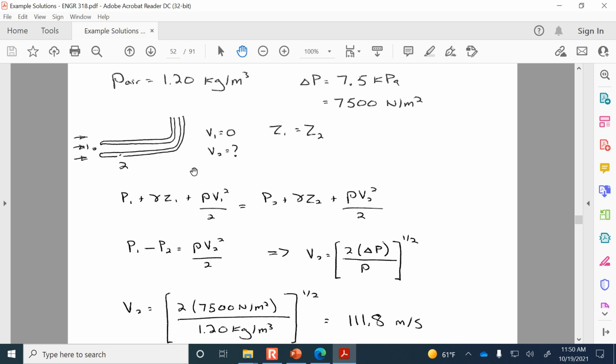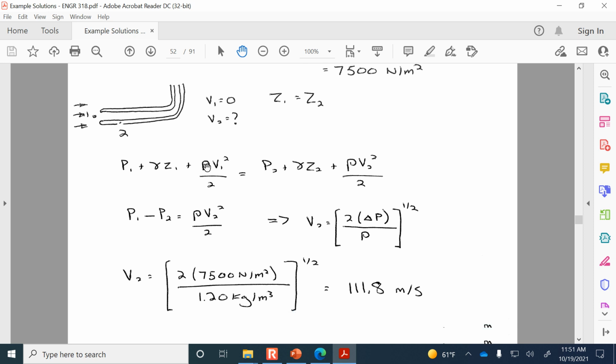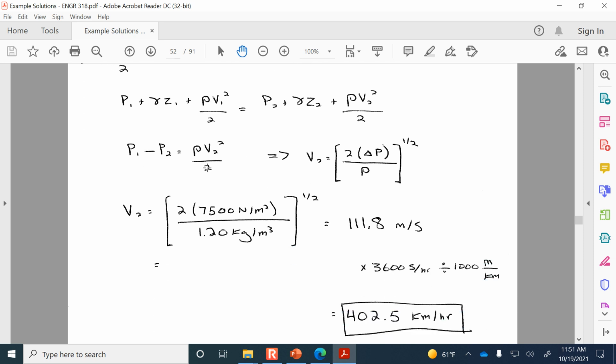All right, so the change in pressure is 7.5 kilopascals. That's 7,500 newtons per meter squared. If we start with Bernoulli's equation and we know Z1 and Z2 are equal and the velocity at 1 is 0 because that's the stagnation point, then what we're solving for is the velocity at 2, which is where the wind is going past that opening, but it's not being intercepted. So it's 402.5 kilometers per hour.